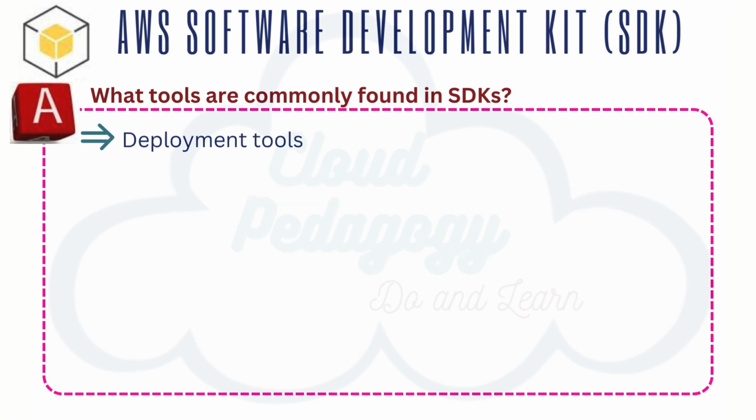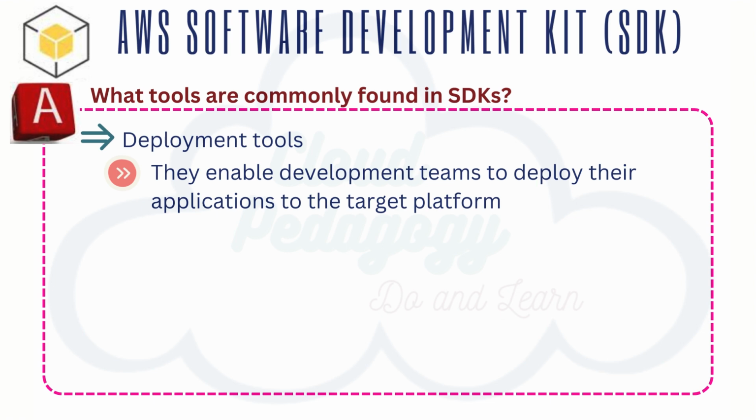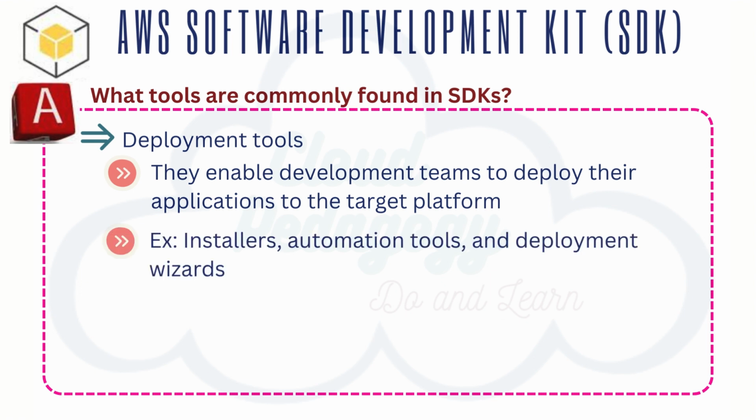Next, deployment tools. Deployment tools enable development teams to deploy their applications to the target platform. This can involve configuring applications for the relevant platform and packaging applications. Examples of deployment tools include installers, automation tools, and deployment wizards.